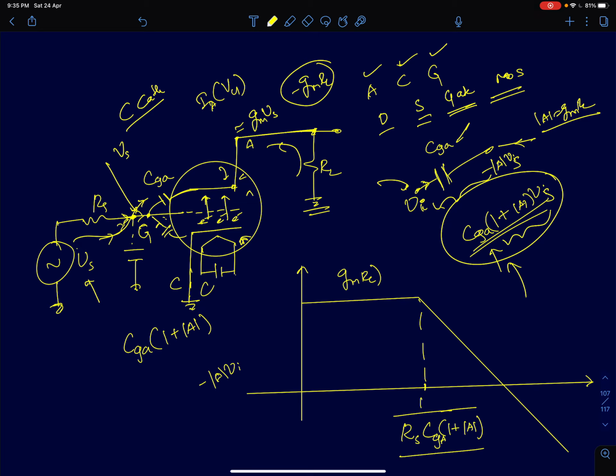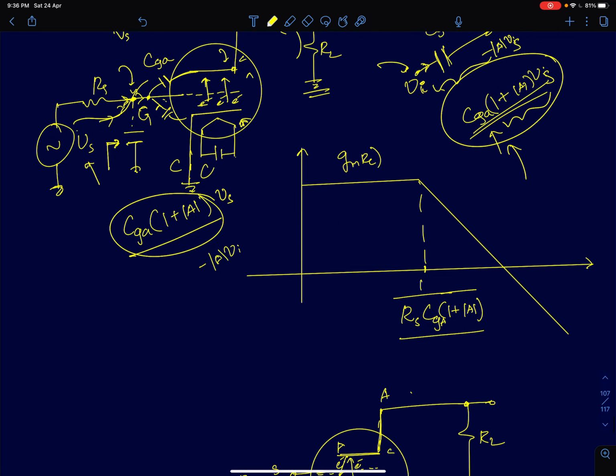Since it's delivering a huge charge, the input is going to see a large capacitance. As far as the input is concerned, it's just going to charge this node to Vs, but to charge it to Vs, it's delivering a charge of CGA into 1 plus mod A times Vs. So it's going to look like an apparent or effective capacitance at the grid terminal of value CGA into 1 plus mod A.